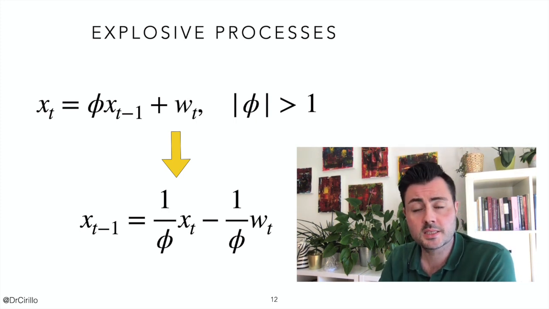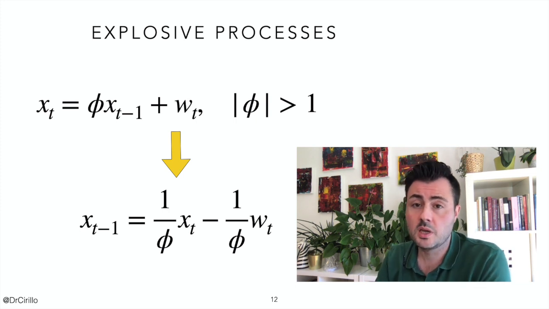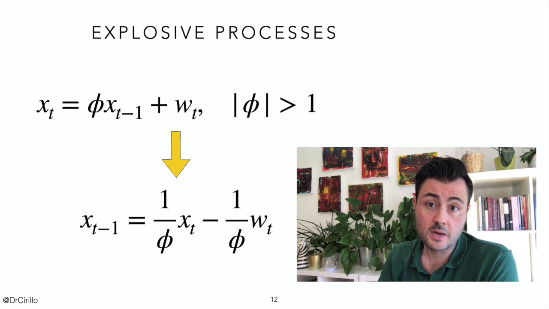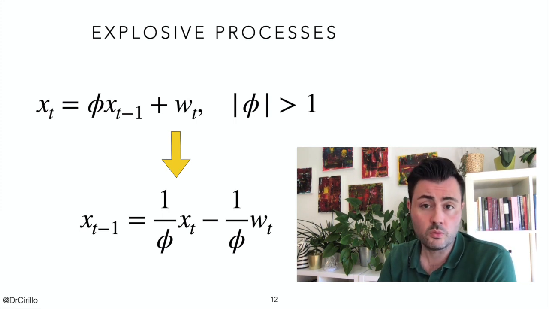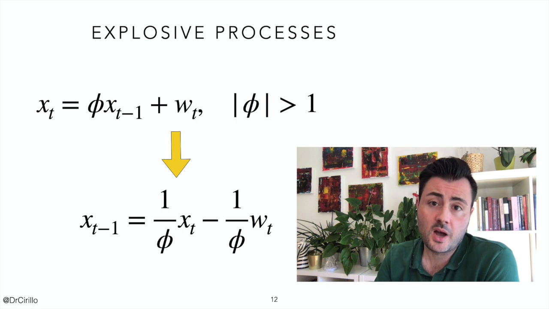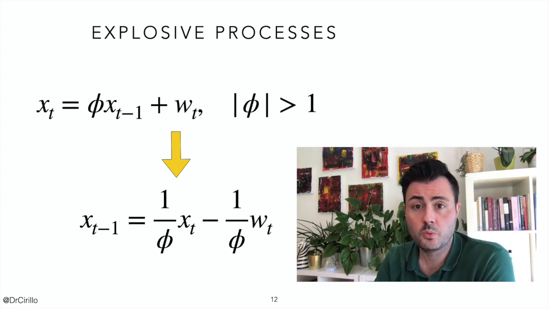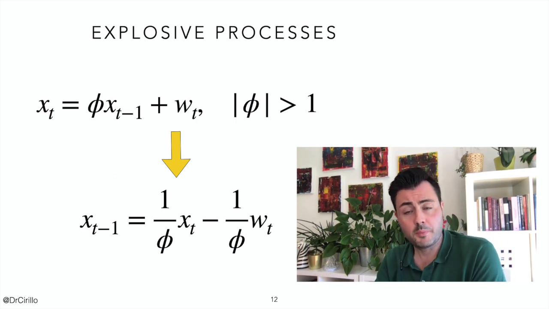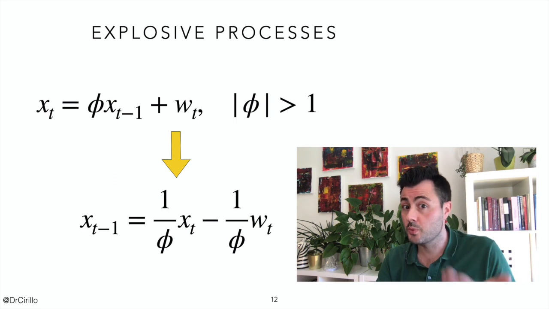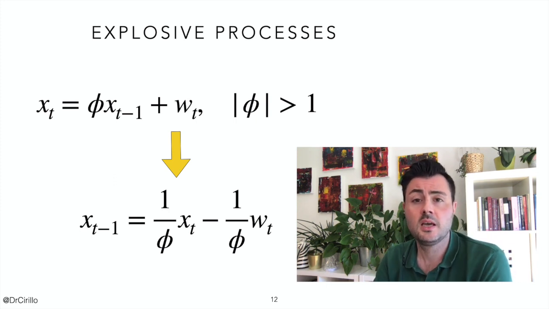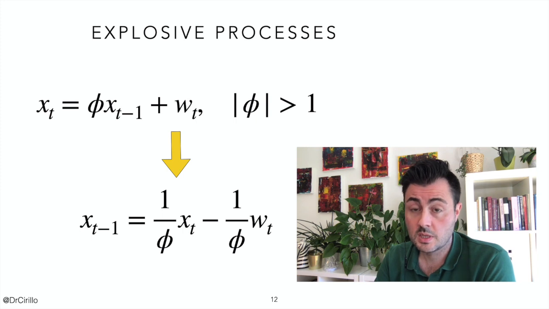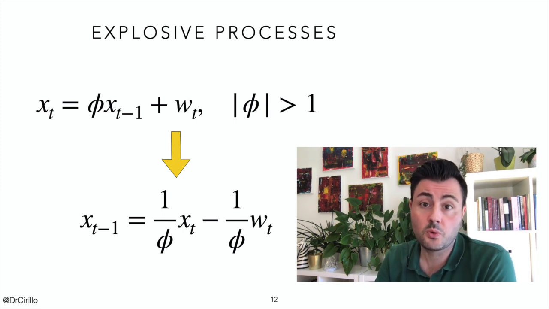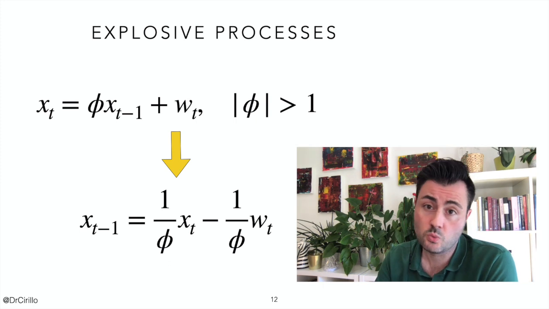So we can just rearrange all terms and write that xt minus 1 is equal to 1 over phi xt minus 1 over phi wt. Now, this new process, since phi is larger than 1 in absolute terms, we have that 1 over phi is smaller than 1 in absolute terms. So what happened is that this new process we have defined is actually a stationary process. But at the same time, it's a process for which the value of xt minus 1 depends on xt.